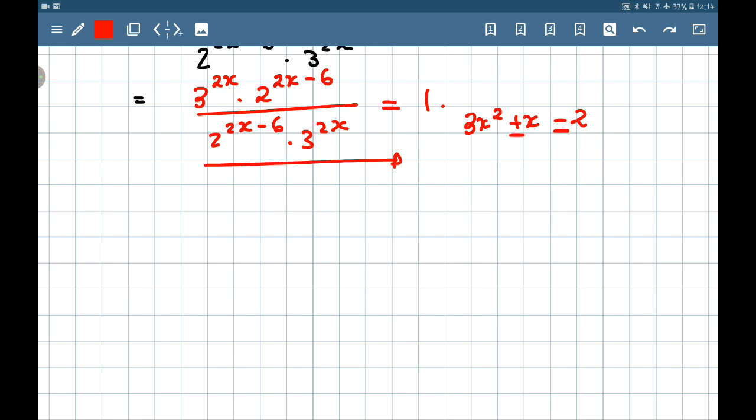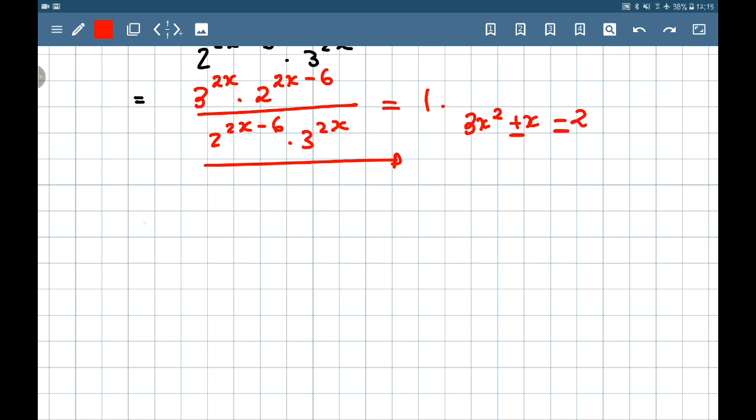Every time when you see an addition, you must think of a common factor. Every time you see a subtraction, you must think of a common factor. Are we clear? Because that's the only time we can do that. So let's do the second one.